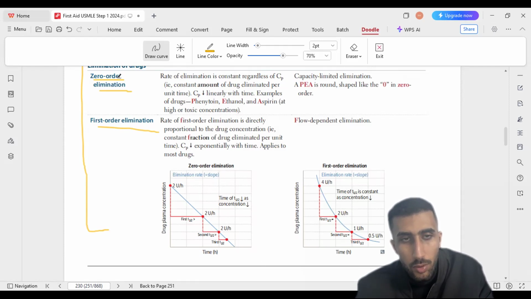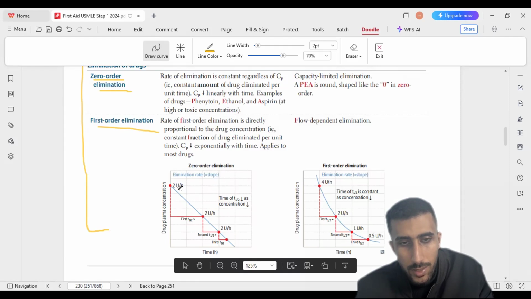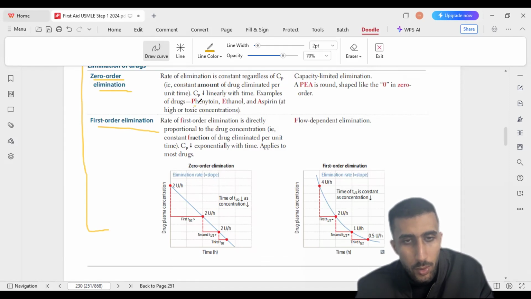So this is for zero order elimination. To sum up, the rate of elimination is constant regardless of the concentration in the plasma. A constant amount of the drug is eliminated per unit of time. So the concentration decreases linearly with time, like the linear graph here. And for examples of the drugs, you have to memorize these: phenytoin, ethanol, and aspirin. Very famous drugs with zero order elimination.